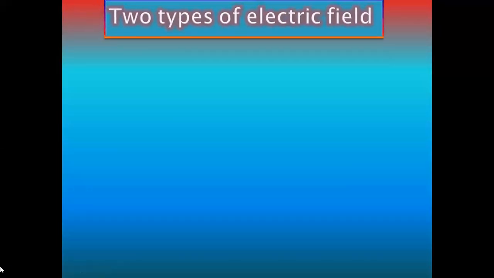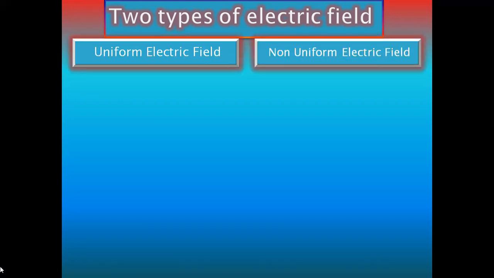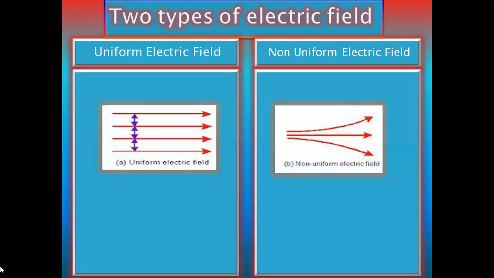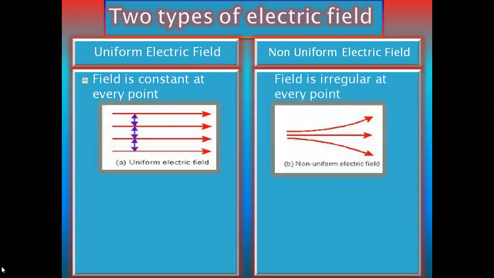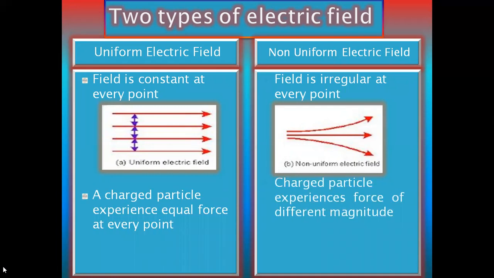Next, we want to discuss two types of electric field. First one is uniform electric field and the next is non-uniform electric field. From this figure, we can understand very easily. For a uniform electric field, the field is constant at every point, but in a non-uniform electric field, it is irregular. A charged particle experiences equal force at every point in a uniform electric field. In a non-uniform electric field, a charged particle experiences different magnitudes of force. Uniform electric field lines are parallel to each other and equally spaced.